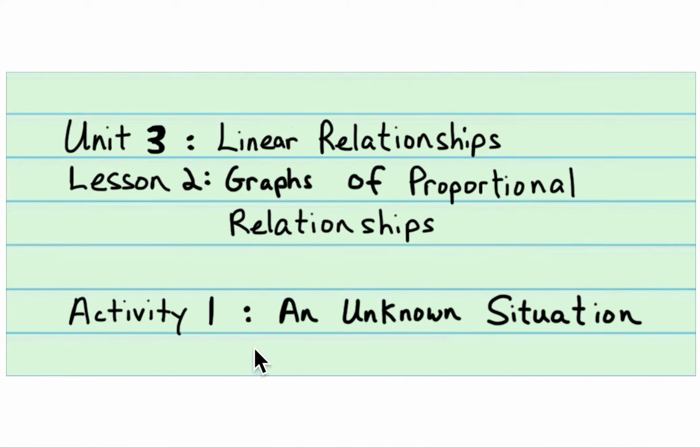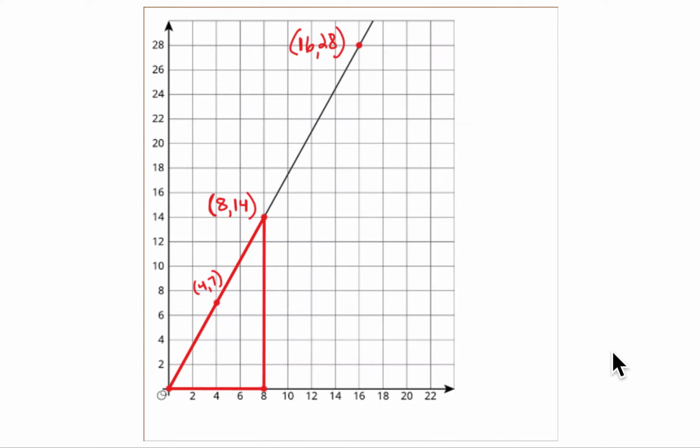In this case, Activity 1 is an unknown situation. So what do you know about this situation just by looking at this graph? Well, first of all, you know that it's a proportional relationship because it's linear, it forms a line, and it goes through (0, 0). So what that means is, let's look at a few points on the line, and then we'll talk about what that means in a moment.